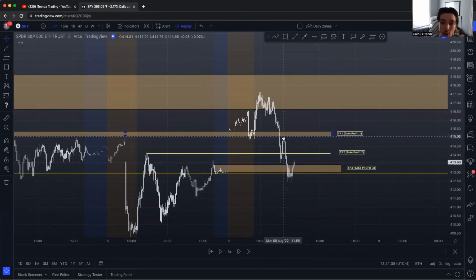A failure of this level confirms that we're going to continue to see lower. If we break these lows, it gives extra confirmation to see our next take profit levels, right? So just by seeing this retest here, you know that we correctly identified this first take profit level. Correct. It's absolutely correct.